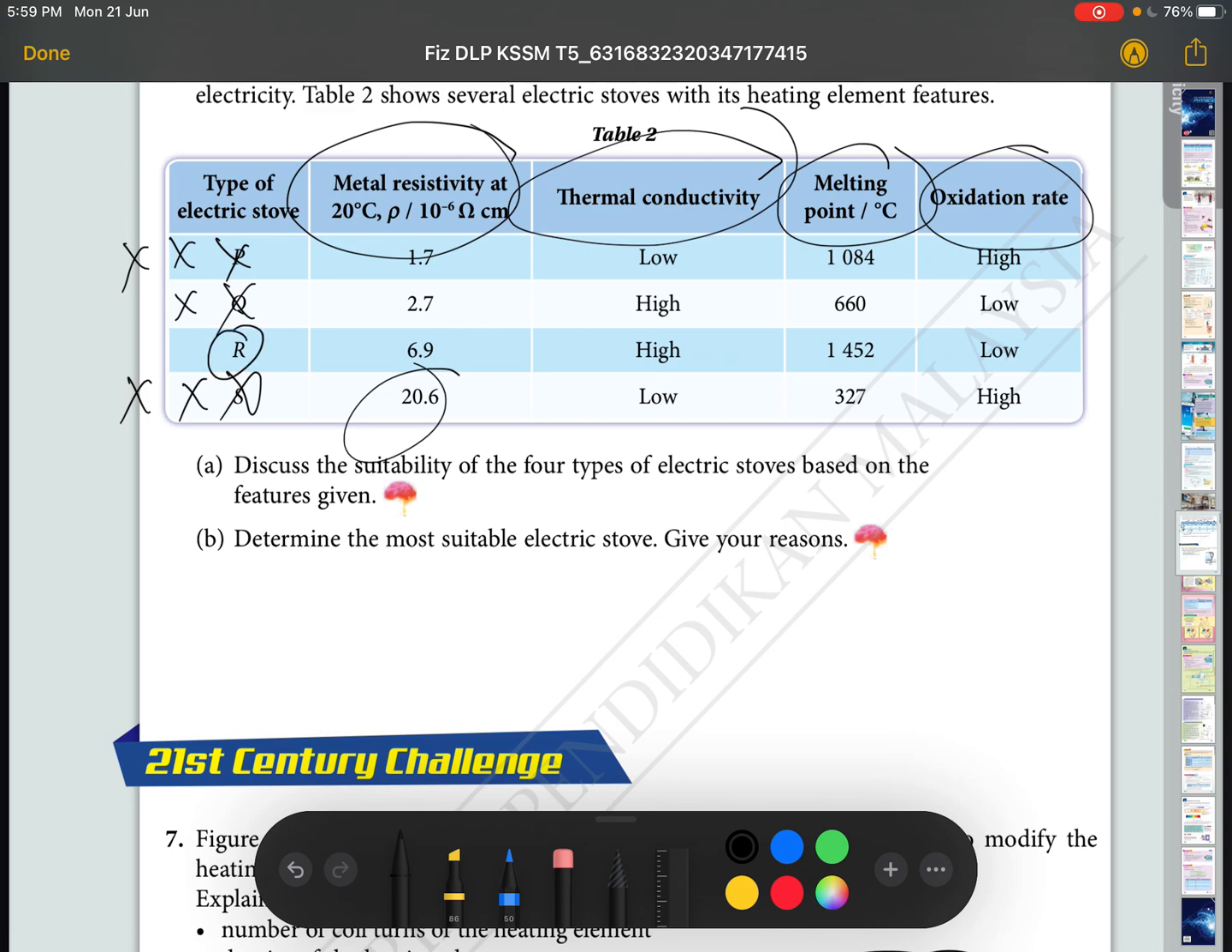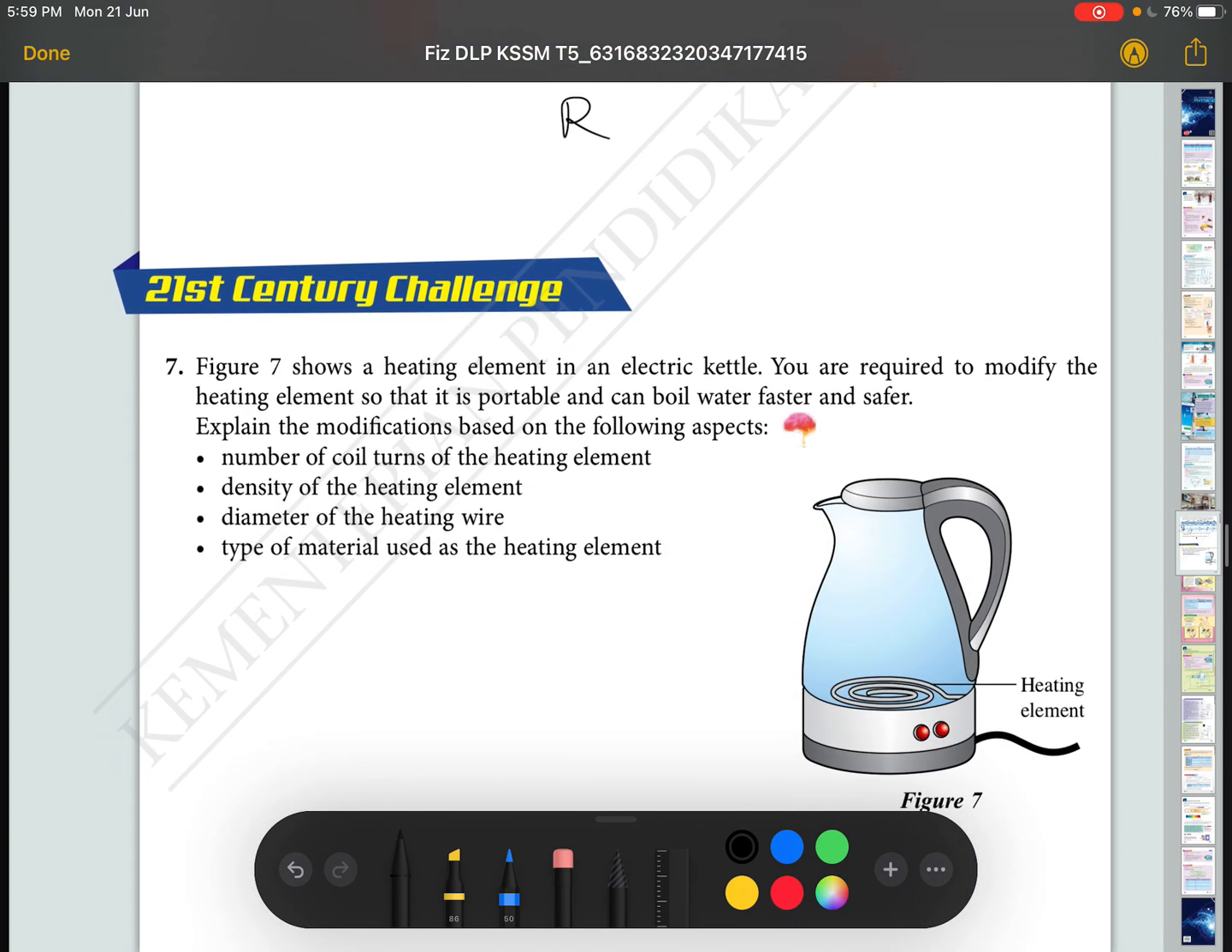So even though this is a very high resistivity, you still want to choose R, because R has a pretty okay resistivity, but it's also good at conducting, it has a good melting point, and it also has a low oxidation rate. This thing will melt fast, so you want to choose R. R is the most suitable electric stove, because it has a good metal resistivity, a high thermal conductivity, the highest melting point, and a low oxidation rate.